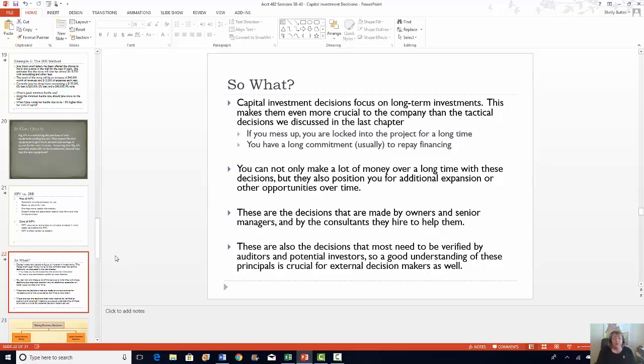So capital investment decisions focus on long-term investments. This makes them more crucial to the company than the tactical decisions that we discussed in the last chapter.